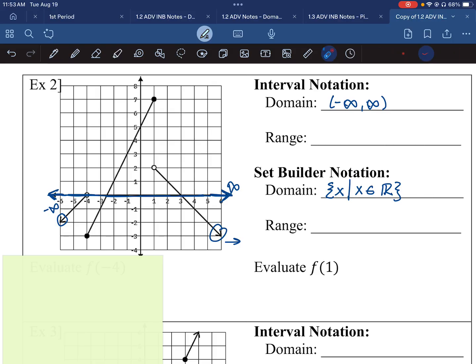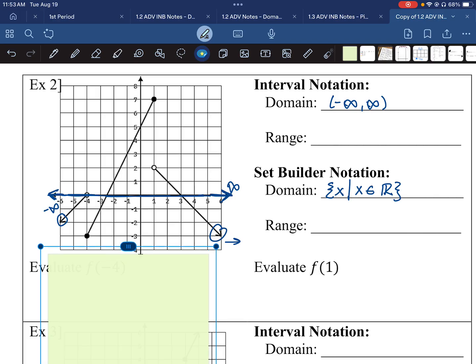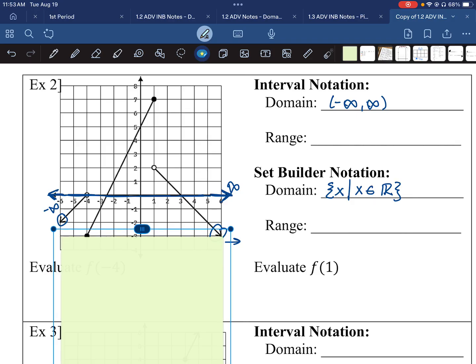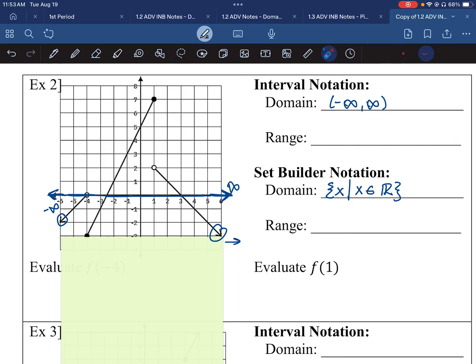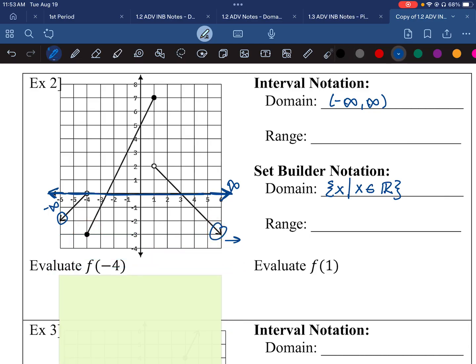Let's try range. Maybe there's a gap in range. So again, take your guide, work bottom to top. Now, when I work bottom to top, I notice that these two are at the same height. I hit this arrow and this point at the same time. But this arrow means that we're going to move down forever, so this is not actually the lowest point. This arrow says that we're going to move down forever, so -infinity is actually our lowest point.